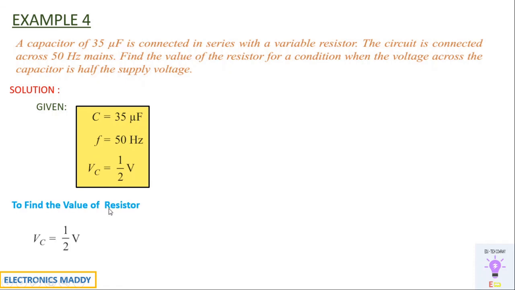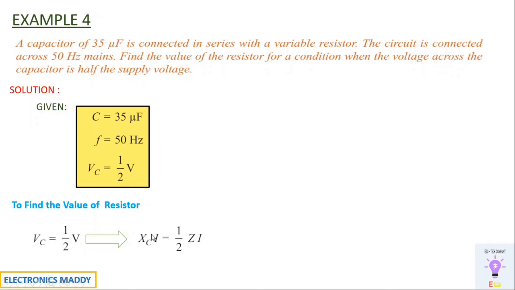So to find the value of resistor, there is only one step, so I'm not writing stepwise indication of this. So VC is equal to half into V. We are writing that at the first place. So what does that imply? We know VC is equal to XC into I, that is according to Ohm's law. So I into XC, the impedance offered by a capacitor is XC. So we can write V is equal to I into R, or V is equal to I into X, or V is equal to I into Z, depending upon the nature of the component that is there.